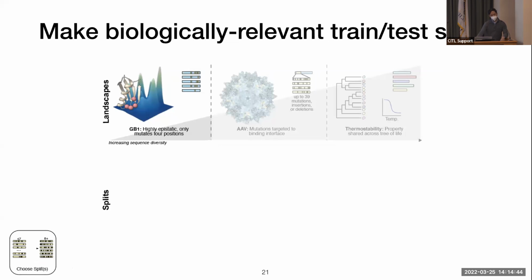We're going to split this in interesting ways. For example, the most challenging split you can do with GB1 is one versus the rest. You train on single mutants, and you test on everything else. Less challenging is train on single and double mutants and test on everything else. Or you can do single, double, triple, test on everything else. You can do a random split, which is the easiest one. Or you can do train on the bottom 80%, test on the top 20%.